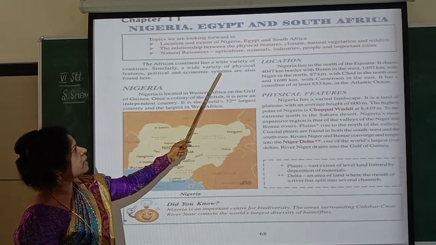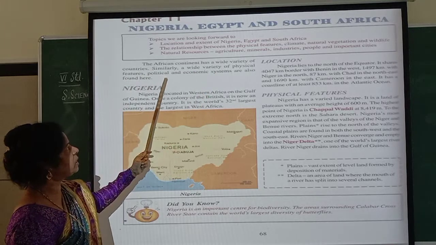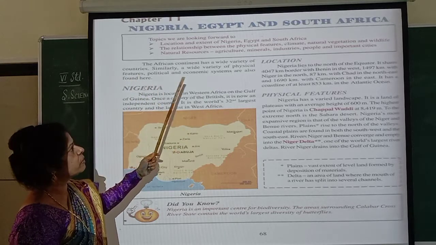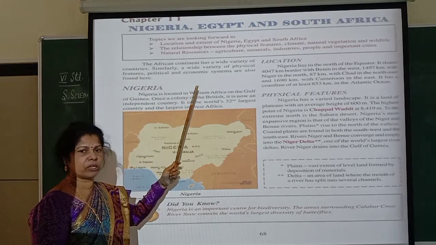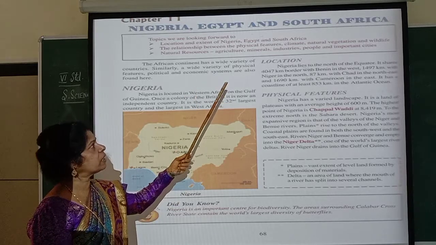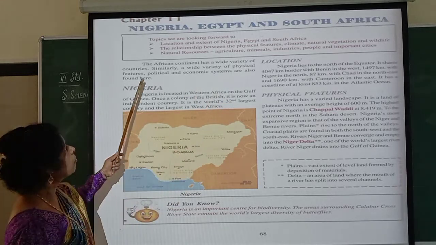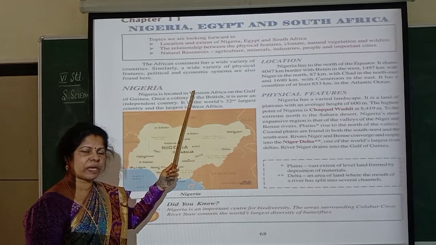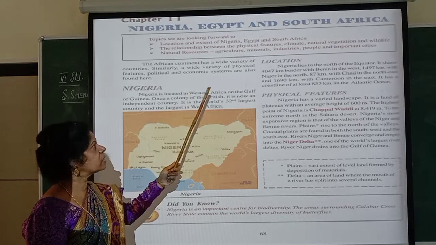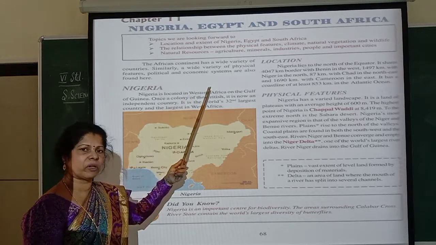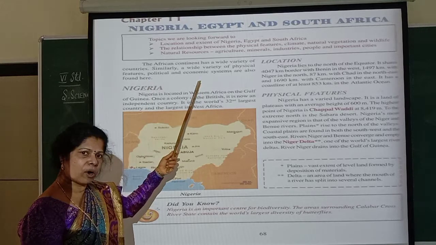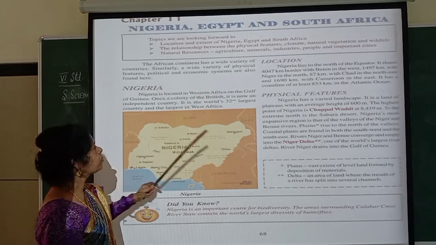Similarly, a wide variety of physical features, political and economic systems are also found here. Physical features means if you take the geography of that, how the landscape is present, all of that comes under physical features. Political means it's all based on the parties, so who is ruling the country, all those things come under political, and economic is about the financial condition. So all these things come under this continent and different countries.